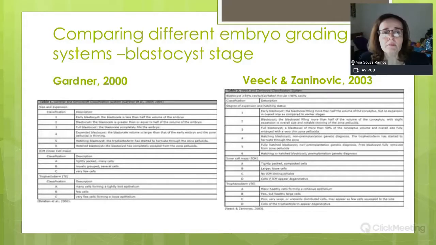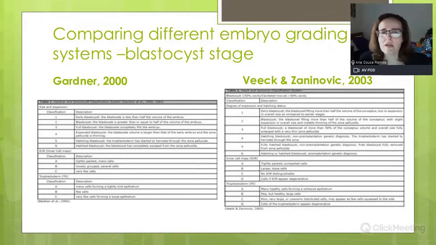When we talk about the blastocyst stage, a lot has been going on since 2000. The first system was from Gardner, and the blastocyst grading is more complicated since it has three main issues: the expansion of the blastocyst, the inner cell mass, and the trophectoderm. And usually the main thing regarding the inner cell mass and the trophectoderm is the number of cells, the cohesion of the cells, and whether there are degenerated cells. But this was the first system for blastocyst stage grading.